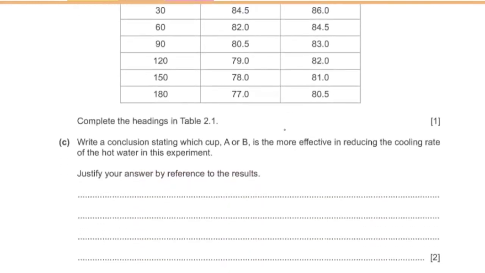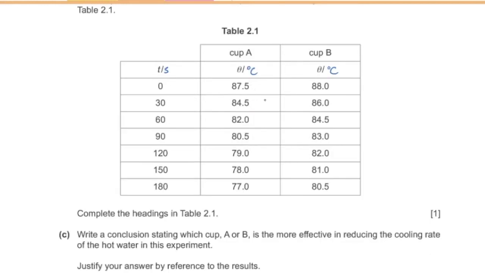Part C, write a conclusion stating which cup, A or B, is more effective in reducing the cooling rate of the hot water in this experiment. Justify your answer by reference to the results. So which one is better at insulation than the other, cup A or cup B? Now, the temperature of cup A falls 2 degrees Celsius or more every 30 seconds for the first 90 seconds. In the first 30 seconds, it falls from 87.5 to 84.5, that's a fall of 3 degrees Celsius. Then 84.5 to 82 degrees Celsius, that's 2.5 degrees Celsius of difference. From 82 to 80.5, it's 1.5 degrees Celsius.